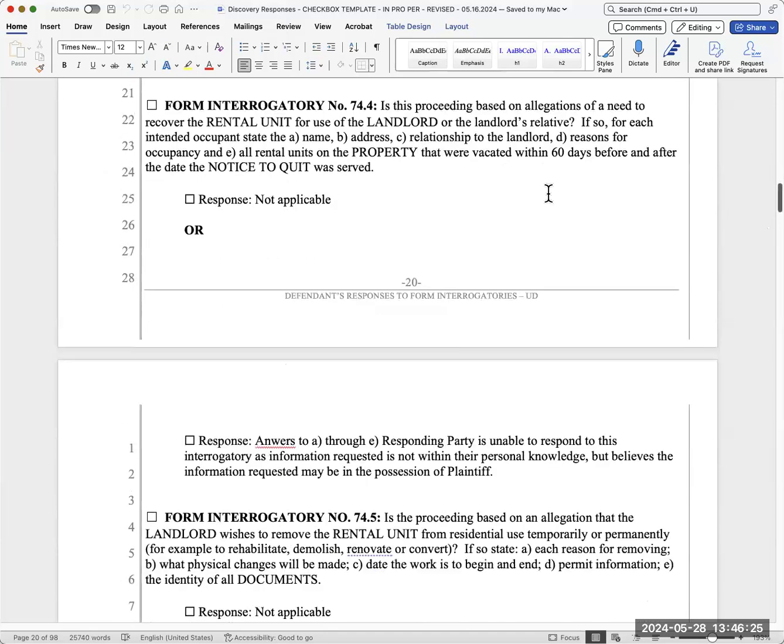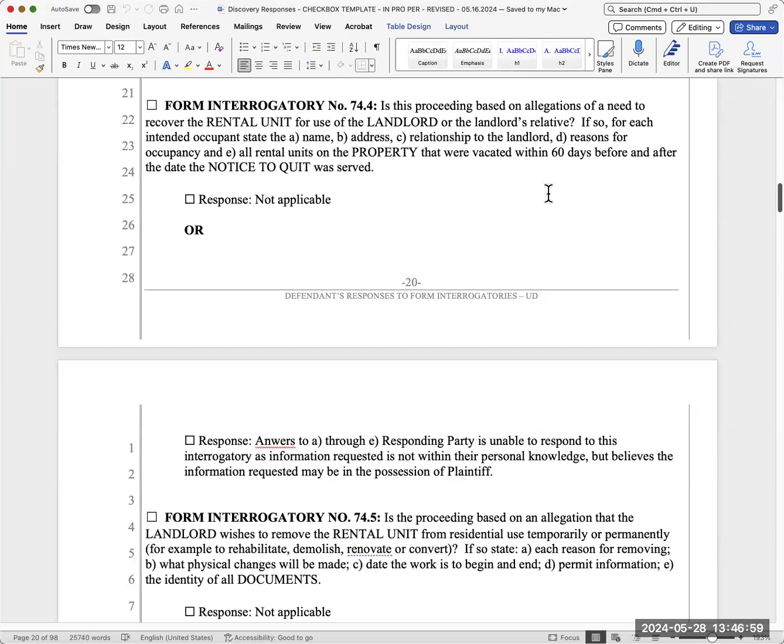74.4, is the proceeding based on allegations of a need to recover the rental unit for use by the landlord or the landlord's relative? If so, for each intended occupant, state the name, address, relationship to the landlord, reasons for occupancy, all rental units on the property that were vacated within 60 days before and after the date the notice to quit was served. If this is not the reason for an eviction, it doesn't apply to you, but not applicable.